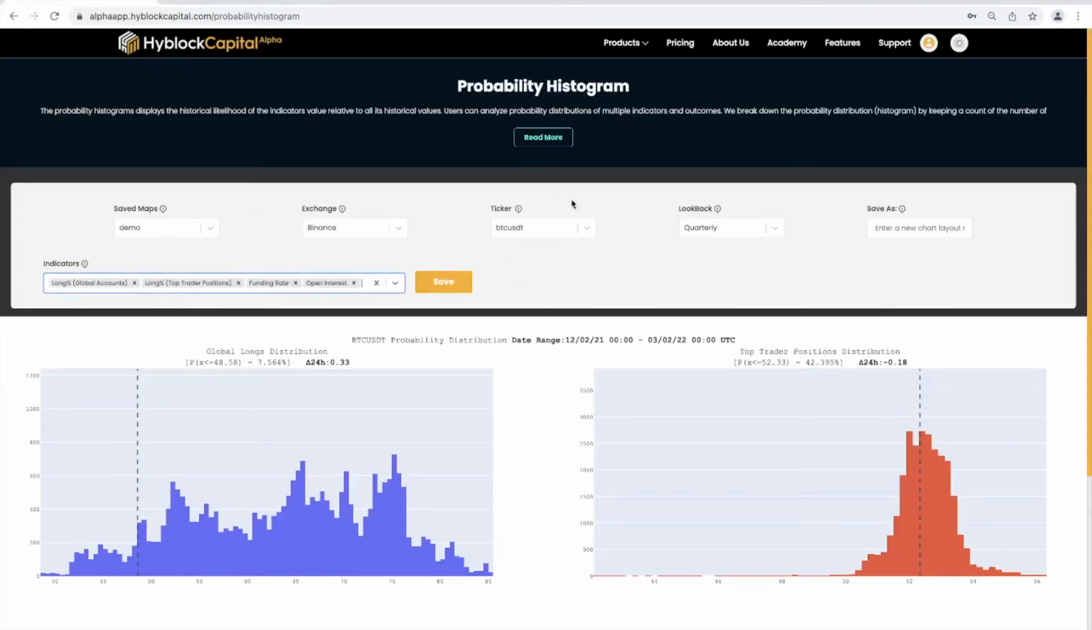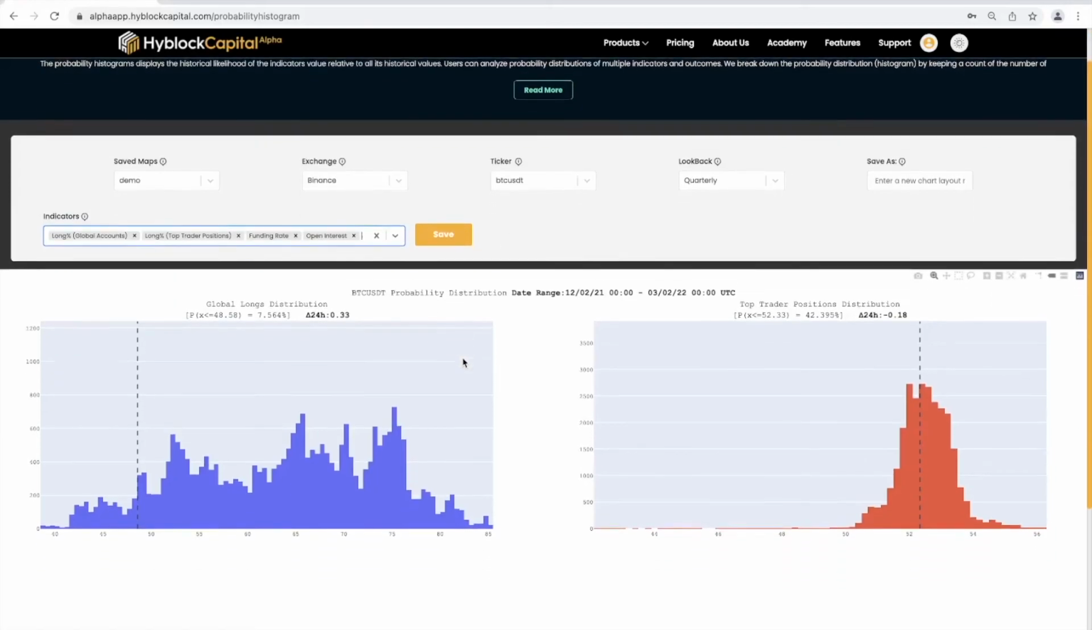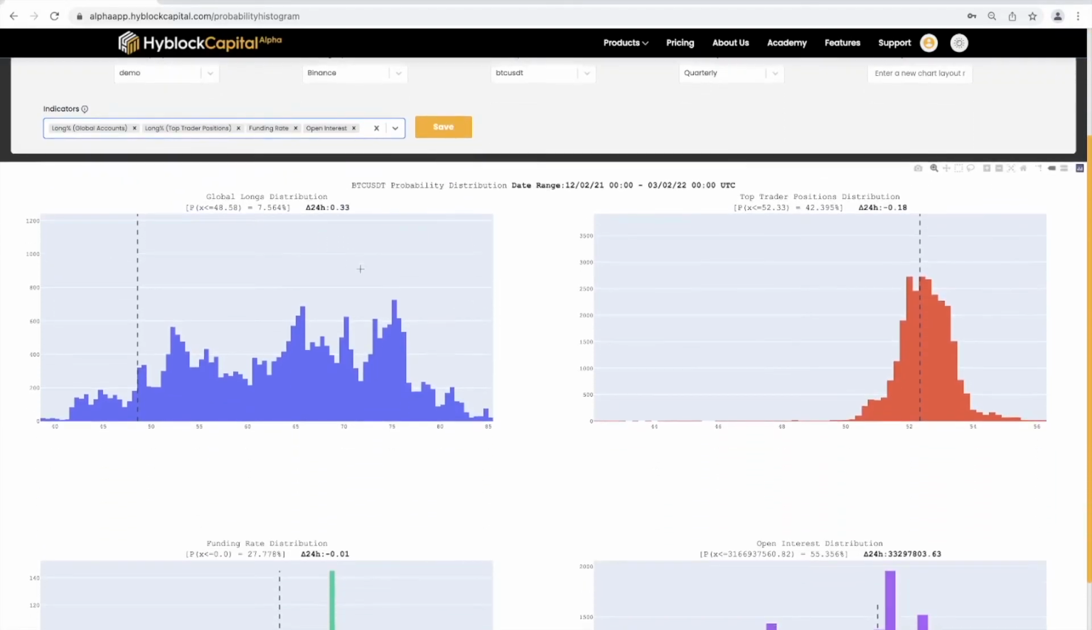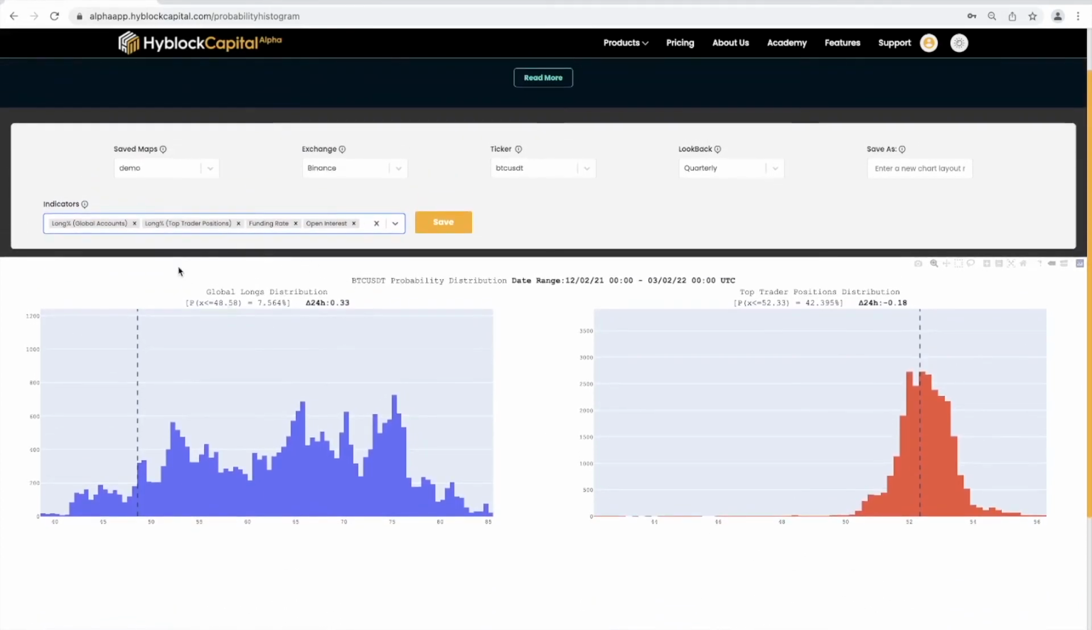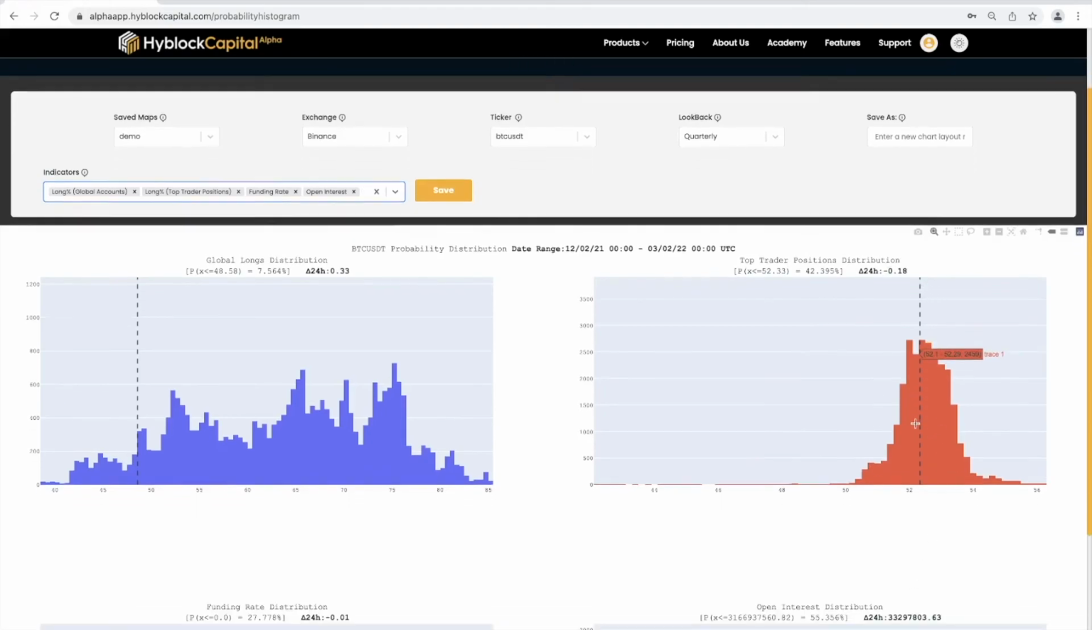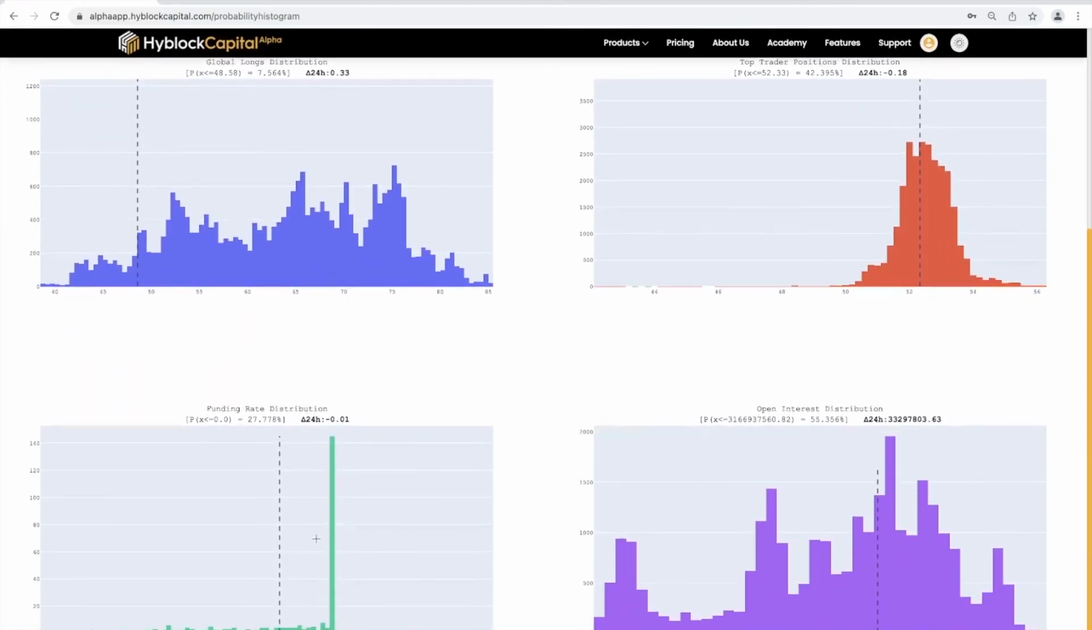Finally, looking at the probability histogram, we have not seen too much of a dramatic change in each of these indicators over the last 24 hours. Global longs distribution is slightly on the lower end. Top trader positions is right in the middle. Funding rate is slightly low, and open interest distribution is also right in the middle.